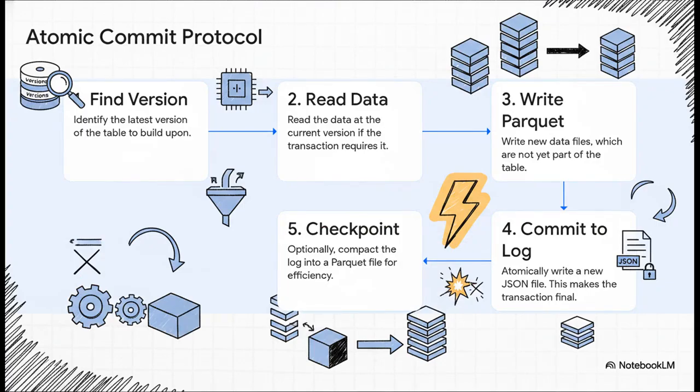So how does this prevent corruption? Well, when you write to a Delta table, it's like trying to be the first person to add the next page to a shared notebook. First, you check the latest version of the table. Then, you write out your new data files. Finally, and this is the key, you try to atomically add your new JSON file to the log. If you succeed, your change is official. If another process beats you to it, no big deal, you just retry. This ensures every write is an all-or-nothing operation.